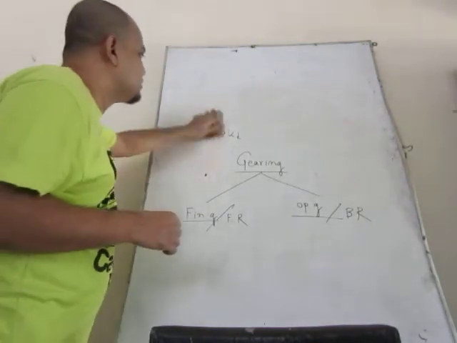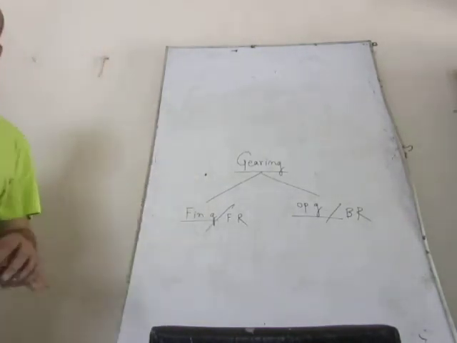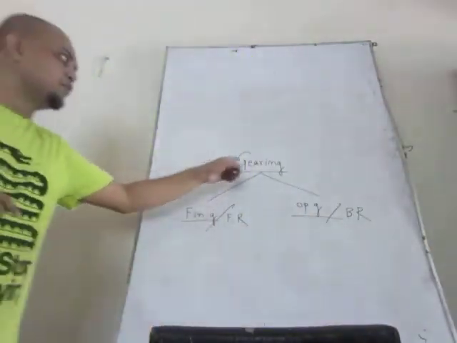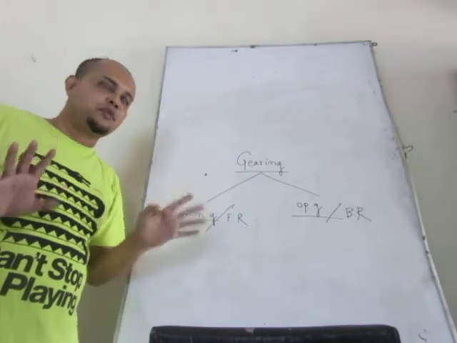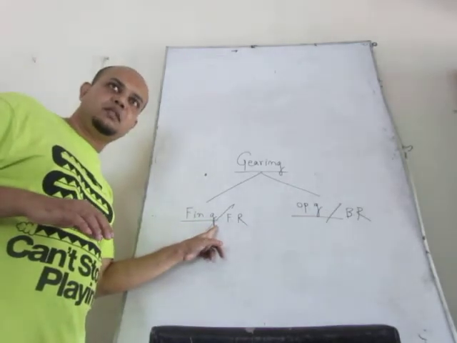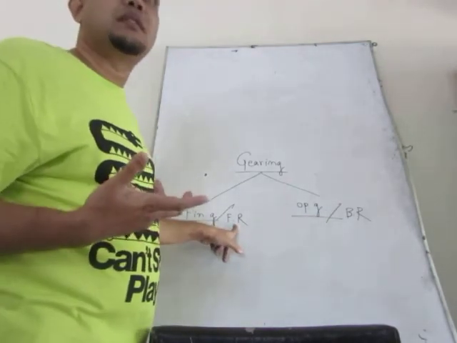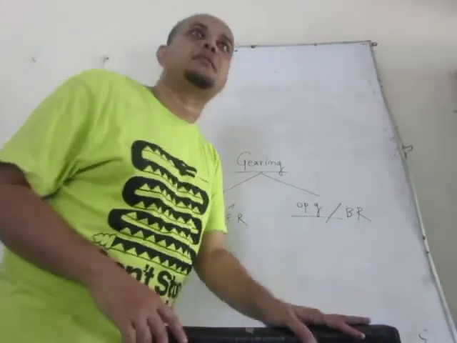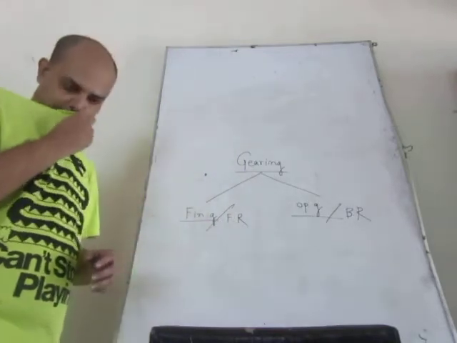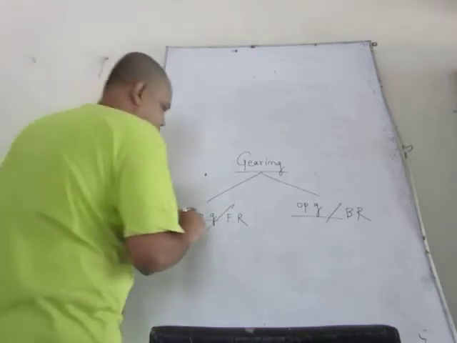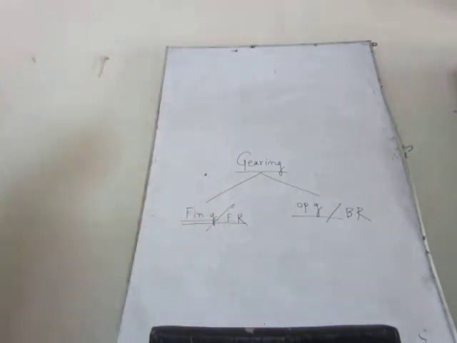Depending upon this gearing, that means whether you are building your capital through debt or equity. There are two different types of gearing. One is financial gearing, which measures financial risk. Another is operating gearing, which measures business risk. What does it mean? Financial gearing, or you can say financial risk.